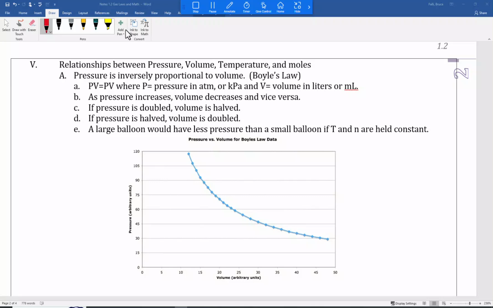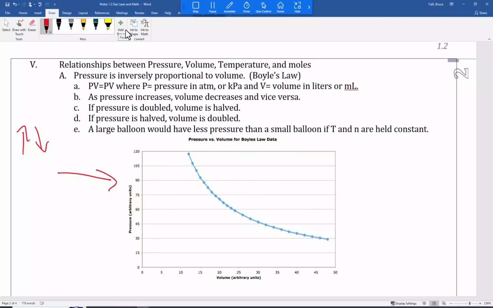All right, so now relationships between pressure, volume, temperature, and moles. Pressure is inversely proportional to volume. Inversely proportional means the graph looks like a Boyle. Remember how I talked about that? It's a big curve. Inversely proportional means one goes up, the other one goes down. We don't expect this. There aren't a ton of inverse relationships that we experience every day.